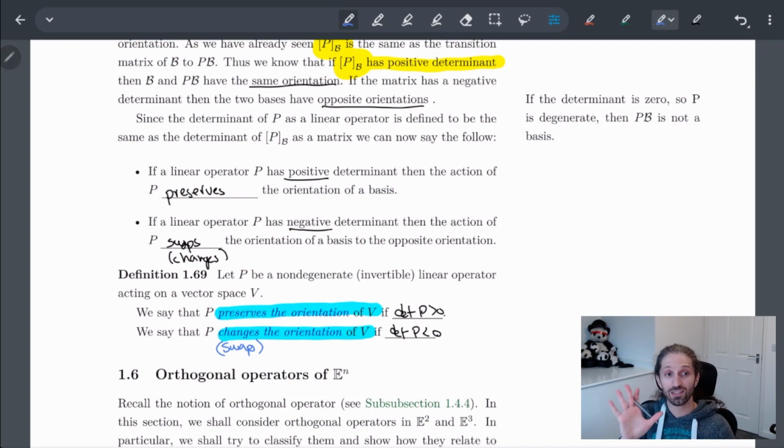What we're going to do in the next video is look at orthogonal operators on the Euclidean vector space and see where this takes us and how we can do things from there.